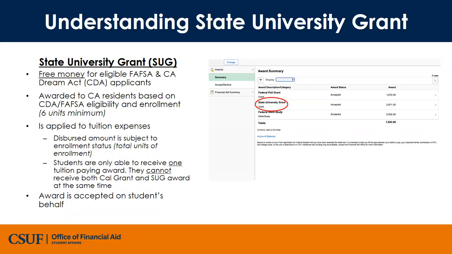Next is the State University Grant. The State University Grant is free money for eligible FAFSA and California DREAM Act applicants. This grant is awarded to California residents based on CDA or FAFSA eligibility and enrollment, which is a minimum of 6 units of enrollment. Additionally, the grant is applied to tuition expenses. This means that the disbursed amount is subject to enrollment status. Students are only able to receive one tuition paying award at the time. They cannot receive both a Cal Grant and a State University Grant at the same time.